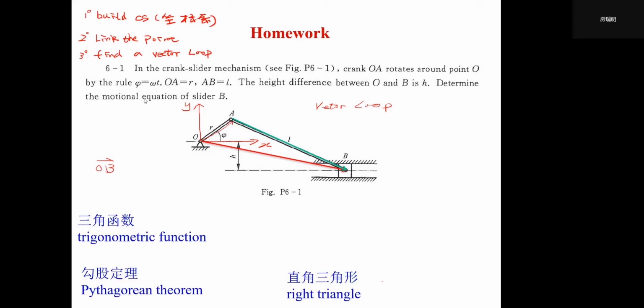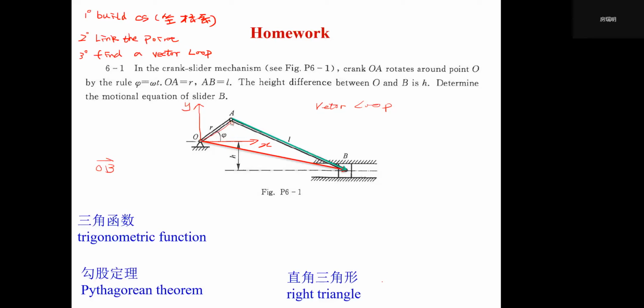So actually, before our today's class starts, you guys can see I wrote something on the screen. When we try to determine the motional equation of a point, you can see that this homework tells us how to determine the motional equation of slider B. Actually, we can treat slider B as a rigid body, right? But we have learned two types of simple motion of a rigid body. The one is translational movement.